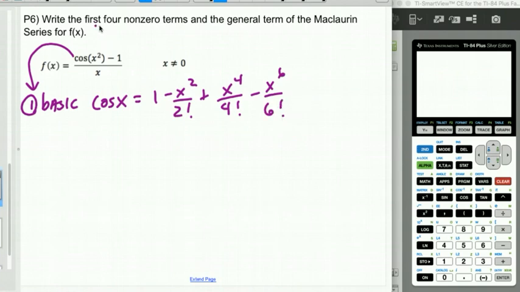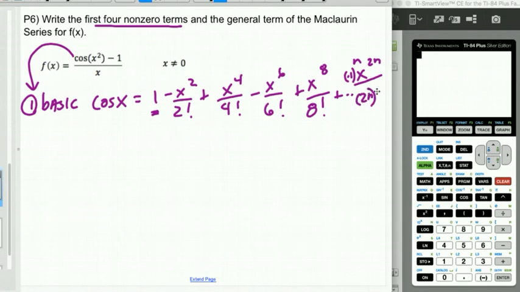Now I see that I want the first 4 non-zero terms, and having done this a bunch of times in the past, I recognize that this 1 is going to disappear. So I'm going to make sure I go up at least to x to the 8th over 8 factorial plus dot dot dot. So this is negative 1 to the n, x to the 2n over the quantity 2n factorial.